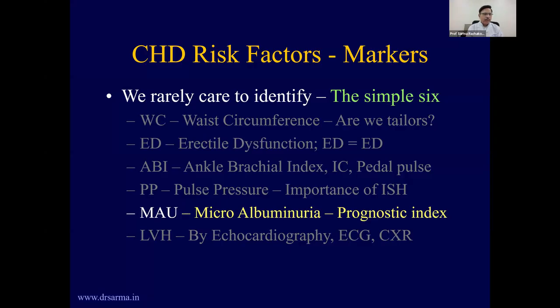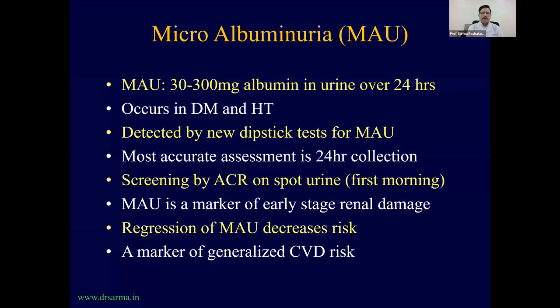Okay. Now, finally, microalbuminuria is a prognostic index. Microalbuminuria is 30 to 300 milligrams of albumin in the urine in 24 hours. Normal is less than 30. Macroproteinuria is more than 300. Less than 30 milligrams is normal. More than 300 is macroproteinuria. In between is the microalbuminuria, detected by a dipstick test.